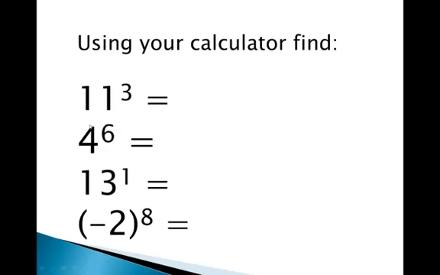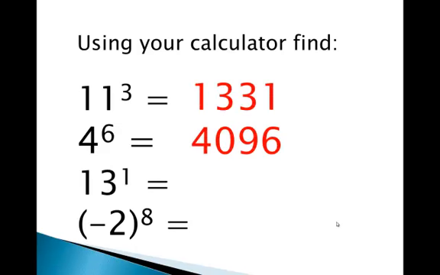So can you please now, in your calculator, calculate 11 to the power of 3, 4 to the power of 6, 13 to the power of 1, and minus 2 to the power of 8, making sure that you put your brackets around the minus 2. And your answers should be 1,331, 4,096, 13, and 256. Whenever you're using an even number index on a negative number, the answer is going to be positive. Whenever you use an odd number, you're going to get a negative answer.